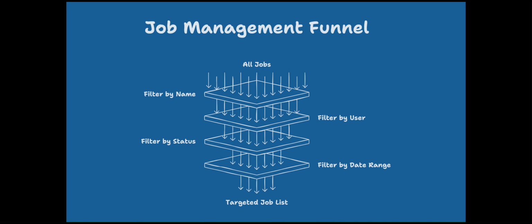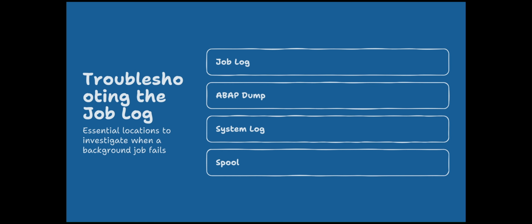And then this is the job management part. You can search for a job by name, by status, by filtering on the user, by the date range as well, or by the job list. And then the troubleshooting part. In troubleshooting, the first thing you can do, if the background job has failed, is check the job log to see why it failed.